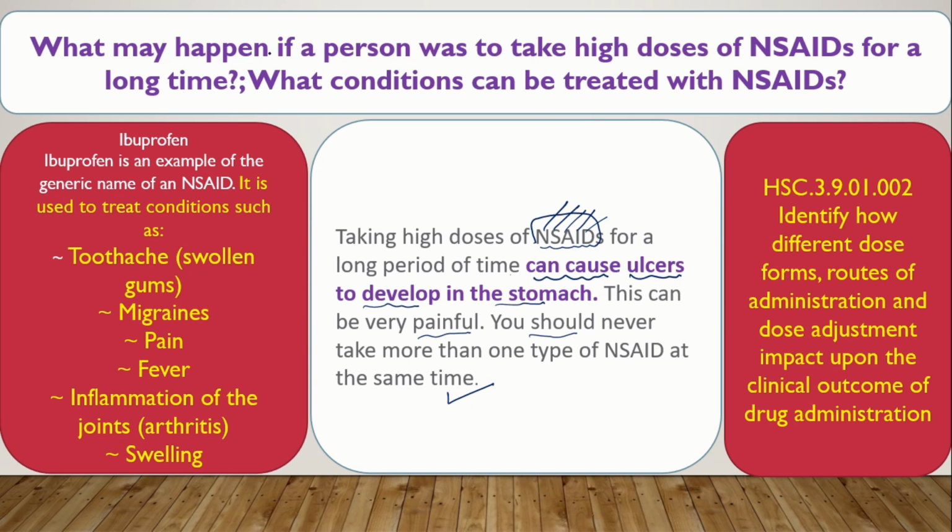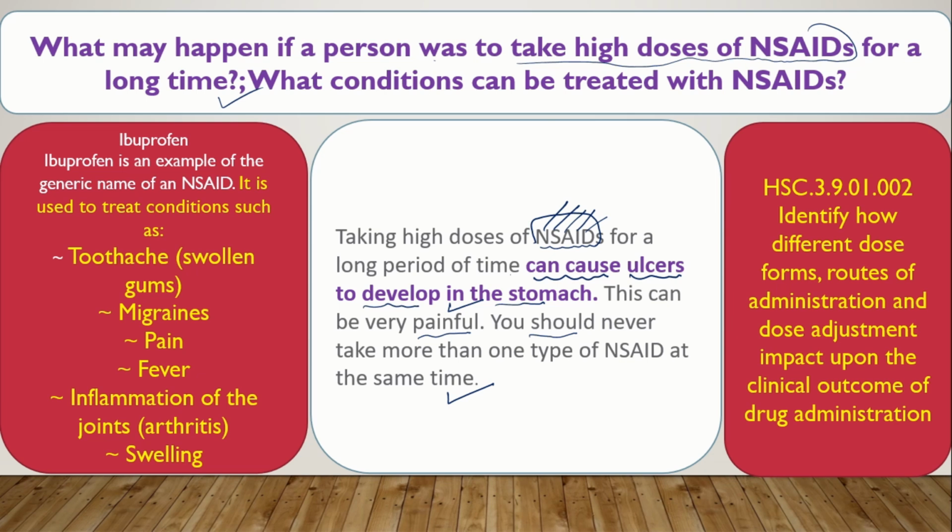What may happen if a person was to take high doses of NSAIDs for a long time? Your answer is: can cause ulcers to develop in the stomach. This can be very painful. You should never take more than one type of NSAID at the same time.